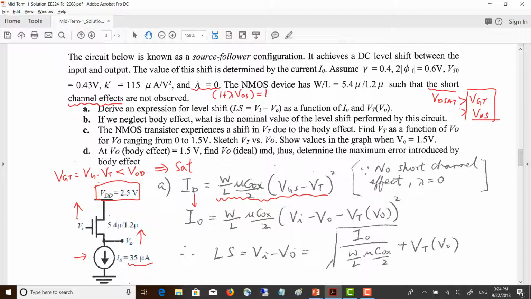First, VG is equal to VI. This is VG, right? VS is equal to Vout. And then this is VT, right? And then we rearrange the equation, and by definition, level shift is Vi minus V0. This means the difference between the input voltage and the output voltage. And you see that this is just equal to this one. And now you see why it is a source follower. Because the Vin minus Vout is a constant from this equation, almost a constant if we neglect the body effect. So if the Vin go up, then the Vout will go up also. Okay.